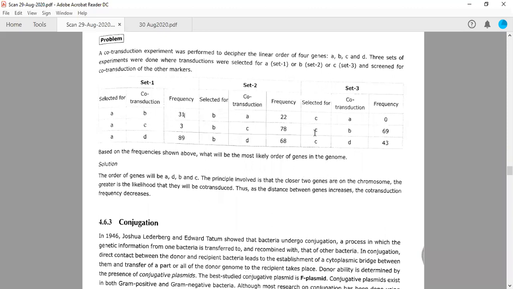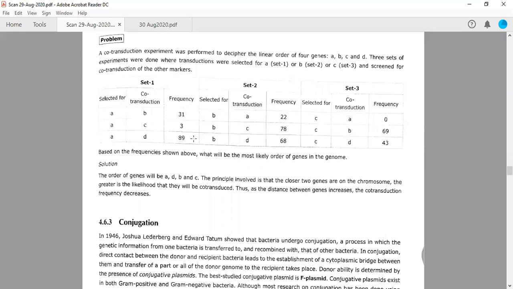You can leave one out, because if you have selected for all three, then you can leave D, right? So with respect to B, you need to calculate A, C, D. Then for C, you need to calculate A, B, D, right? Each time you will record the number of cells showing that particular phenotype, or the frequency of their co-transduction, meaning both genes in the same cell.